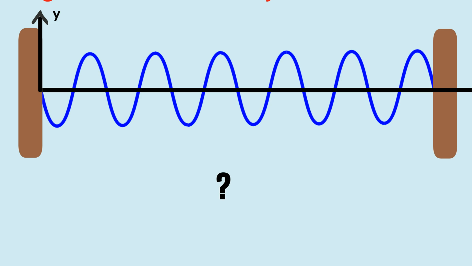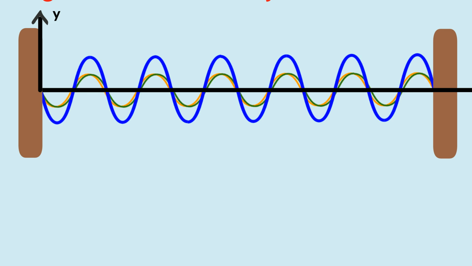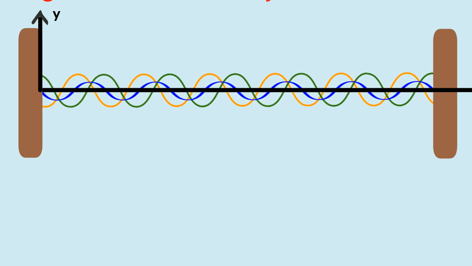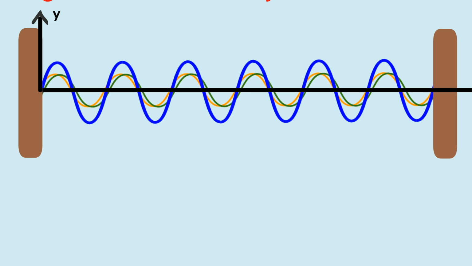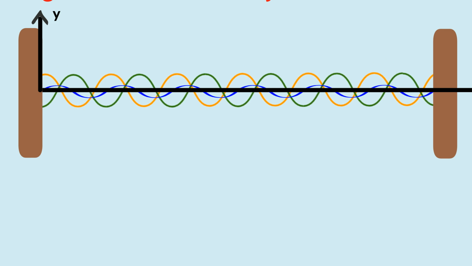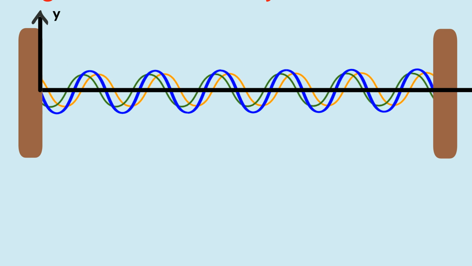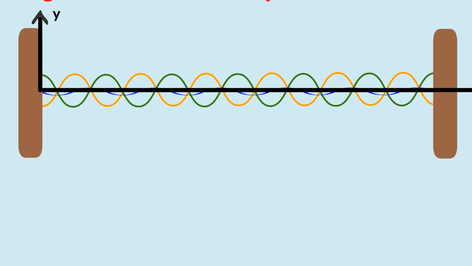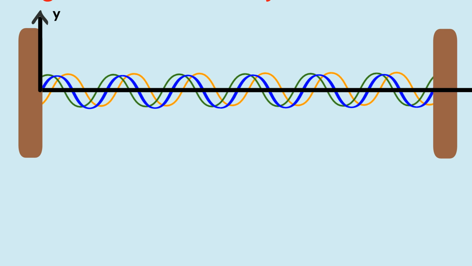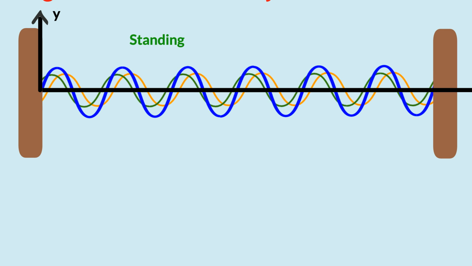Why? Let's understand. When the deformation travels to the other end, it gets reflected back towards the previous end. These waves undergo interference, resulting in the formation of standing waves or stationary waves.